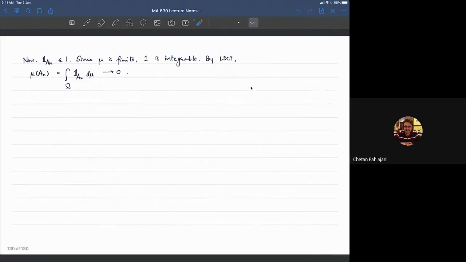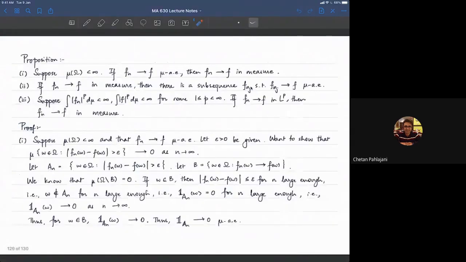The first proposition we stated, and I think we have already proved the first part. Notation is as before, I have not written it. So (Ω, F, μ) is a measure space. The first one says the following: suppose μ(Ω) is finite. In other words, suppose that you're on a finite measure space. In particular, this will be true on a probability space. If fn converges to f almost everywhere, then fn converges to f in measure. We proved this last time.